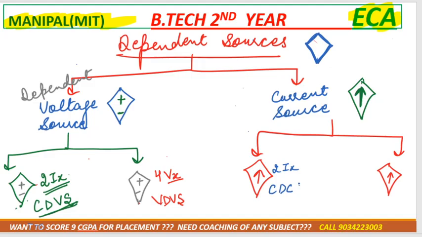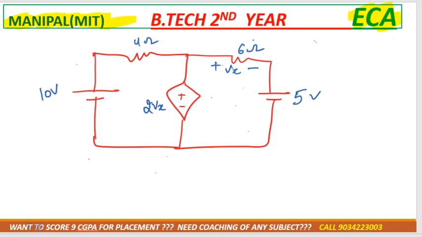Very good. Current dependent current source. And suppose its value is depending on voltage, so what would be? Voltage dependent current source. Okay, so basically you will get these 4 dependent source questions. Note it down in your notebook. So first of all, we have to see which source it is.